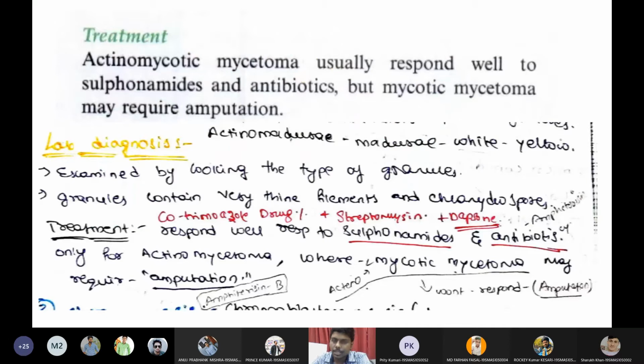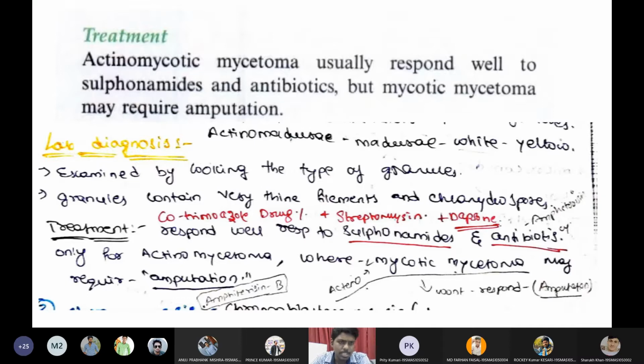Then coming to the treatment of mycetoma, usually there is no treatment for mycetoma. If the infection is so severe, then we should proceed with amputation. Amputation means we need to cut the hand or the infected area, the foot. Sometimes mycetoma will respond to sulfonamide antibiotics. A few mycetoma species will respond to sulfonamides and antibiotics, but most of the time mycetoma requires amputation. That means we need to cut the area of infection.